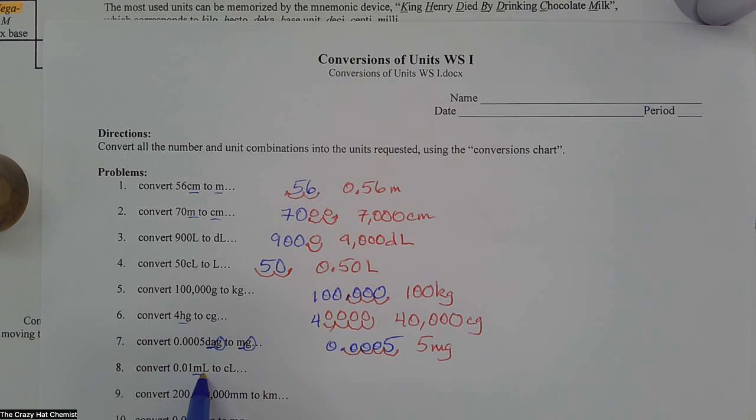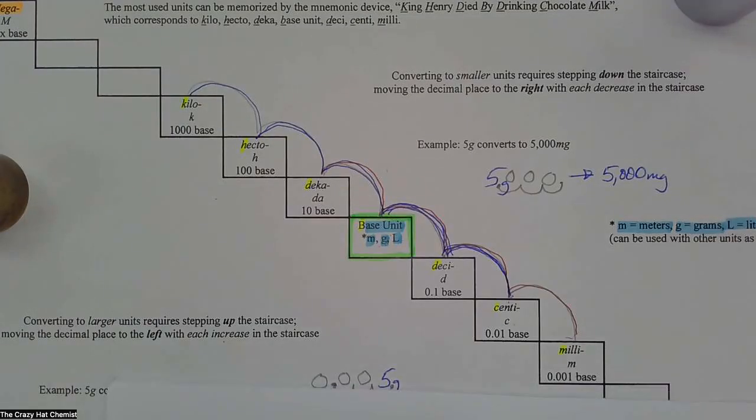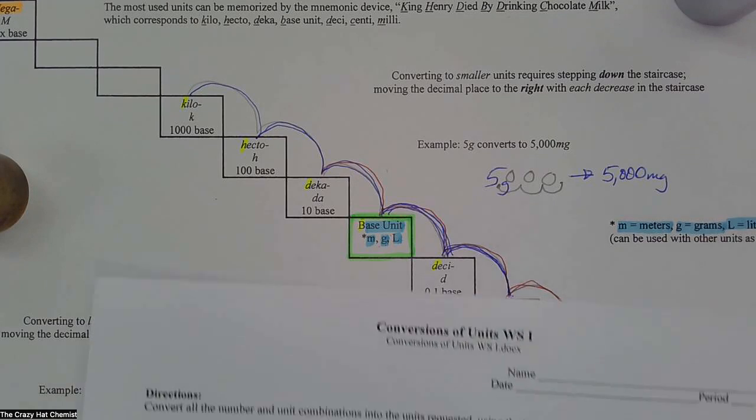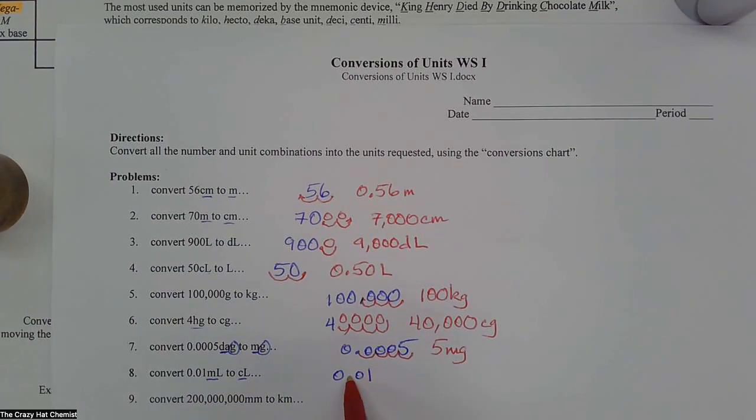We're going to go from milliliters to centiliters. So we're going to write down 0.01 milliliters to centiliters. We're going to go from milli to centi. That's up to the left 1 spot. There we go. So 0.001 centiliters. Perfect. All right.